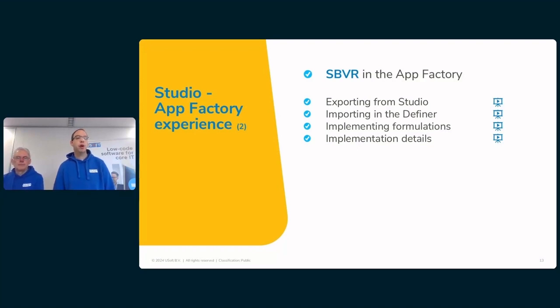The fourth and last video about SBVR and the App Factory speaks to the implementation details and where you can find them for particular items in your application. We'll be looking at the local branch table, and at that table you'll see two new tabs being included. One looking at which formulations are implemented by that particular table, and the other one looking at the actual formulations linked to that table.